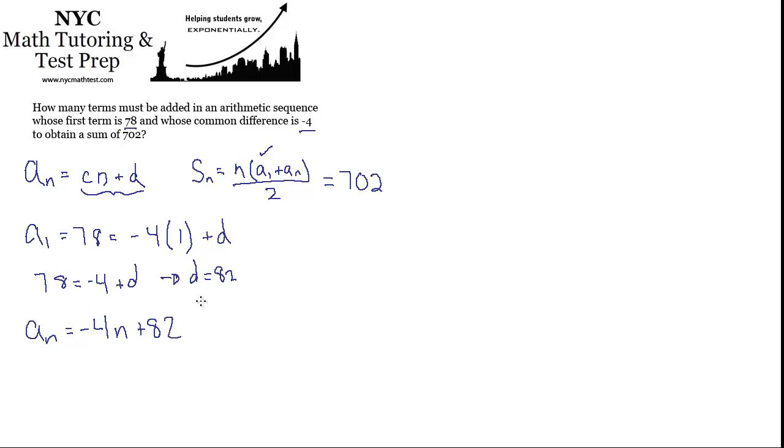Now, we can substitute that in here, as we were saying before, in order to solve for n. So let's go ahead and do that. S sub n, which needs to be 702, equals n, which is what we want, times a1 that we know, 78, plus a sub n, which we just determined, -4n plus 82, and that's all over 2.